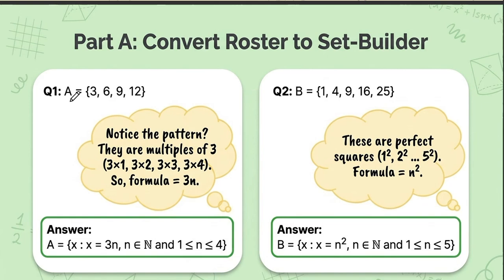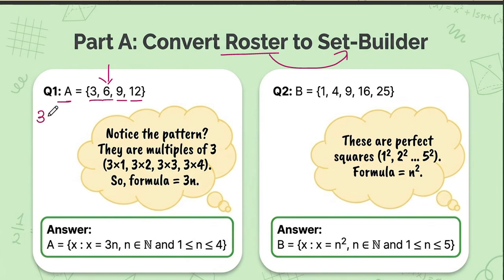So look at the first. What you can see is that the roster form is given. We are converting roster to set builder first. So a set is given: 3, 6, 9, 12. Four elements are given. So we have to look at the pattern and then convert into set builder form. So what is the pattern here?